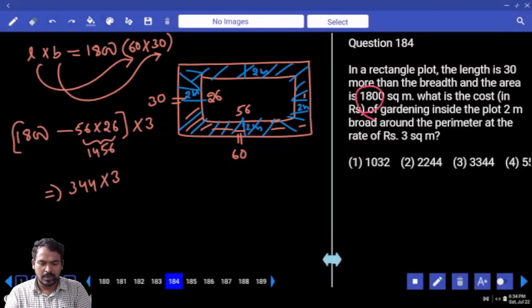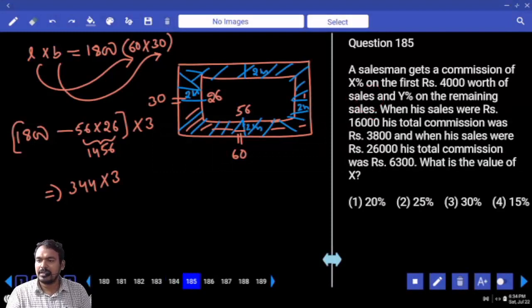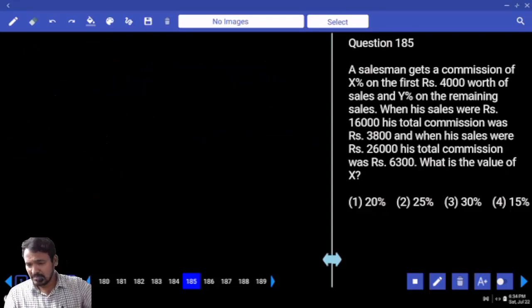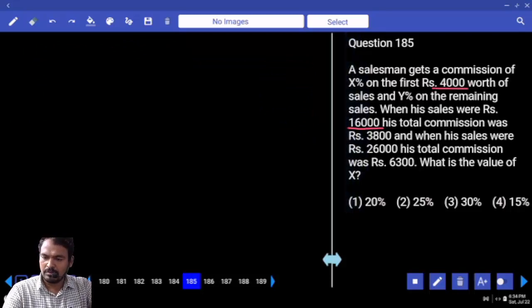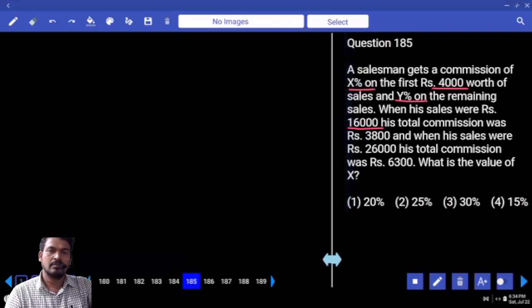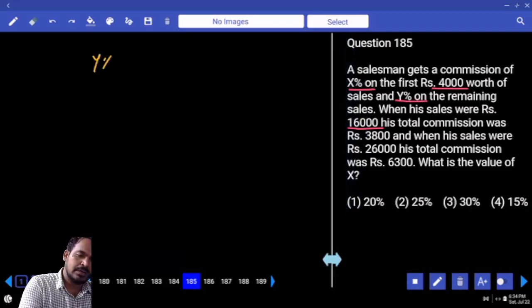Next question, number 185. A salesman gets a commission of X percent on the first 4000 worth of sales, Y percent on the remaining sales. When his sales were 16,000, his total commission was 3,800. When his sales were 26,000, his total commission was 6,300. What is the first-time sales? 16,000. In that first 4,000, what commission is he getting? X percent. Remaining sales is how much? 12,000. In that 12,000, what is the commission? Y percent. Then we write Y percent of 12,000.